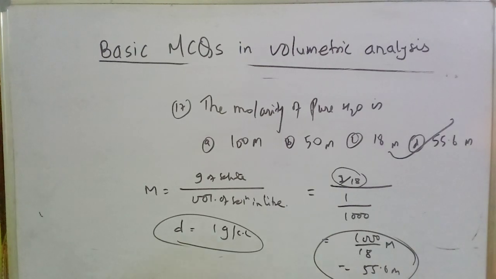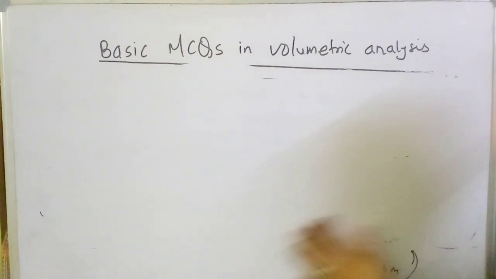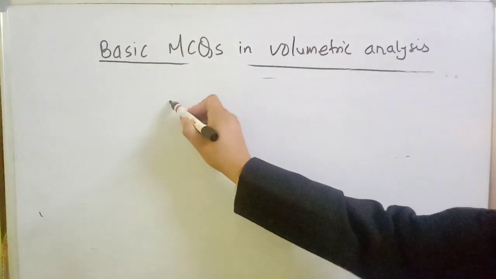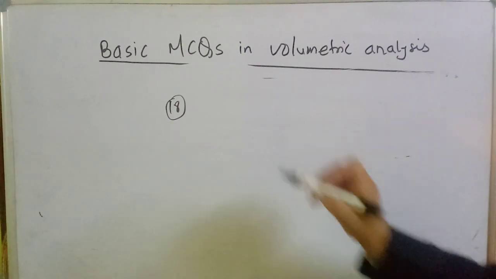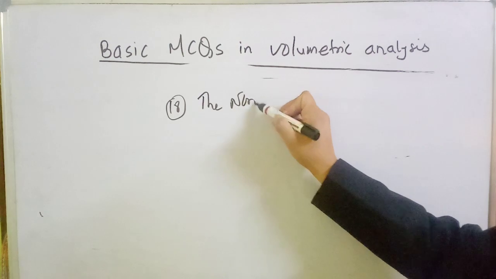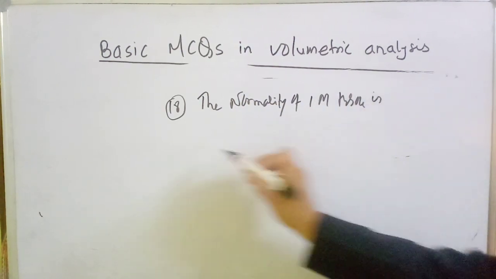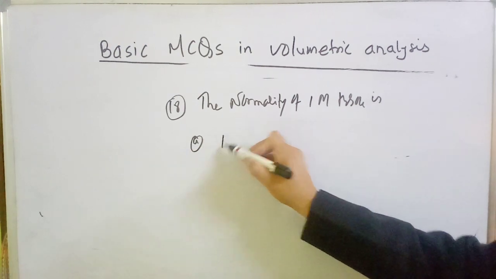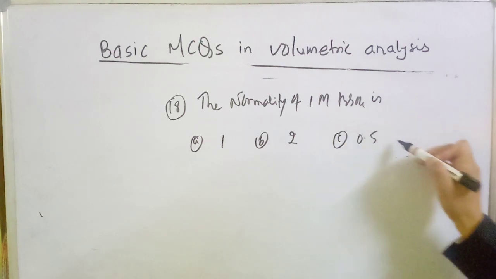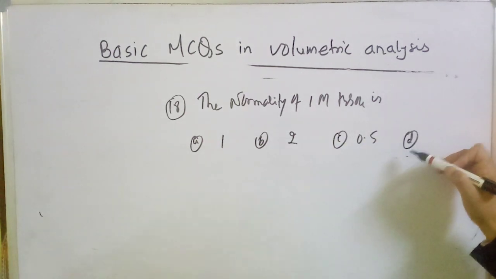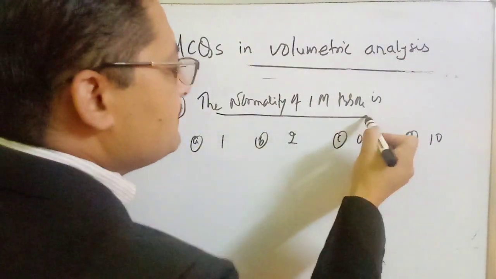So this is number 17, and now let's go to number 18. Let us see in number 18, the normality of 1 molar H2SO4. The normality of 1 molar H2SO4: option A you have 1, option B you have 2, option C you have 0.5, and option D you have 10. So what is the normality of 1 molar H2SO4? It's a very simple question.